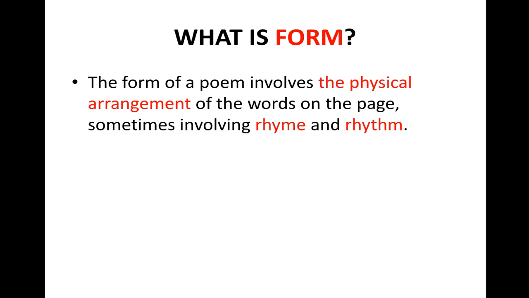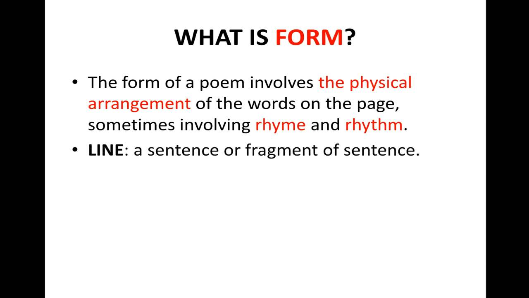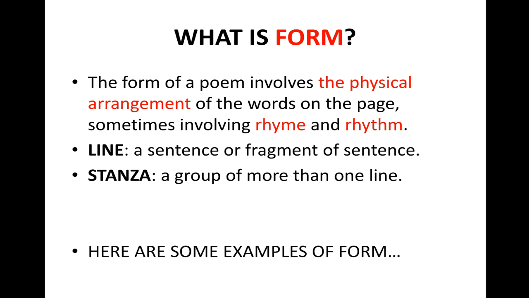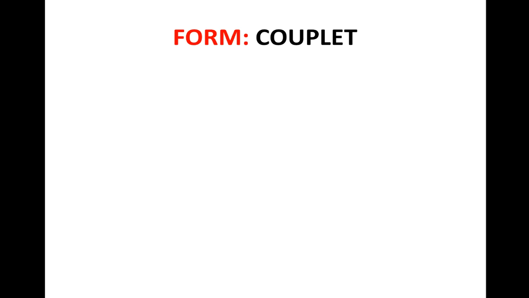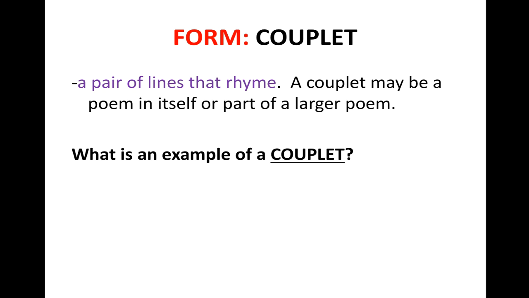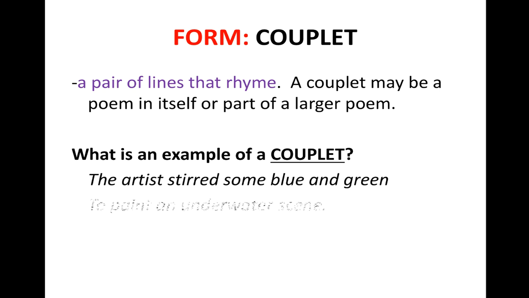And what is form? The form of a poem involves the physical arrangement of the words on the page, sometimes involving rhyme and rhythm. A line is a sentence or fragment of a sentence, and a stanza is a group of more than one line. Here are some examples of form. Couplet: a pair of lines that rhyme. A couplet may be a poem in itself or part of a larger poem. What is an example of a couplet? For example, the artist stirred some blue and green to paint an underwater scene.